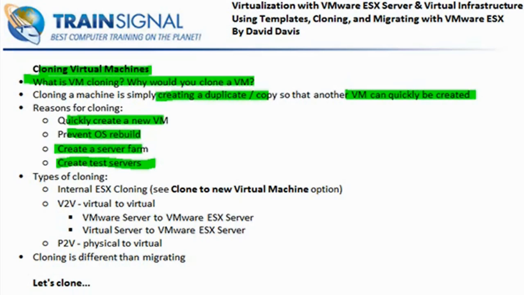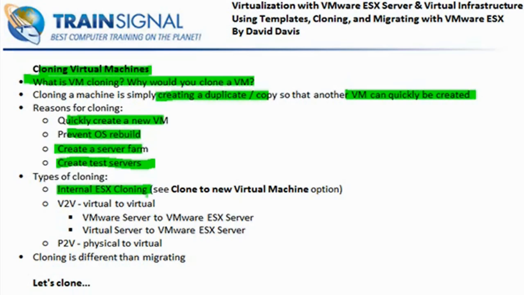So there's a number of different types of cloning. When people talk about cloning, they could be talking about different things. So you really need to try to clarify that. So the first one would just be, to me, internal ESX cloning. And this is a feature inside the virtual infrastructure client. You just select a server and you say that you want to clone it. You answer a few questions and then your clone is created. It's not hard to do at all.